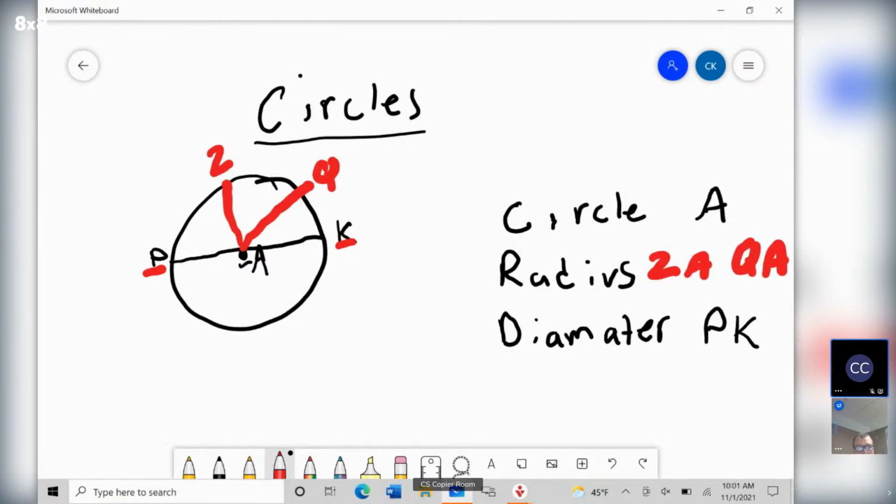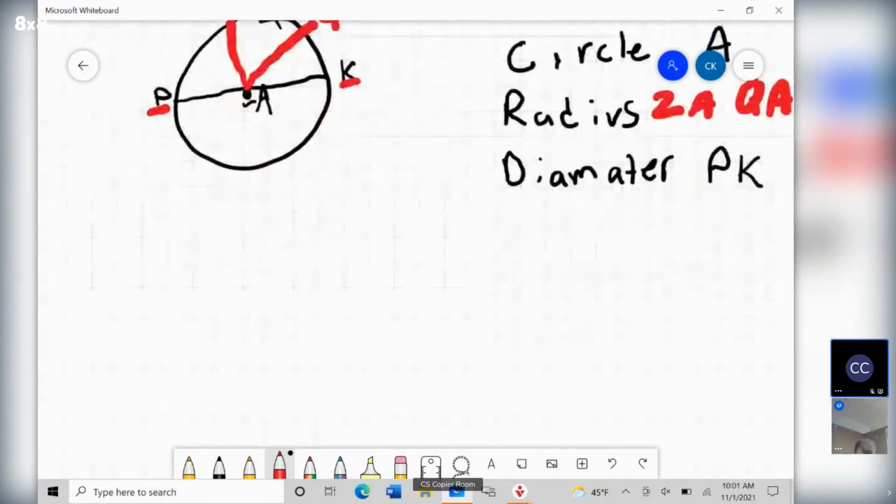So really we have three parts. We have the actual circle itself, which is going to be identified by the letter right in the middle. We're going to have the diameter, which goes all the way through the circle. And then we're going to have the radius, which is basically halfway through the circle. In this case, it's Z to the A and the Q to the A. Okay, so let's do another one just so we get a little more familiar with this.